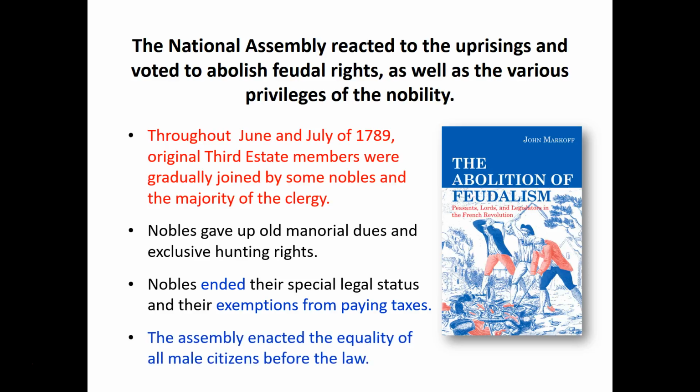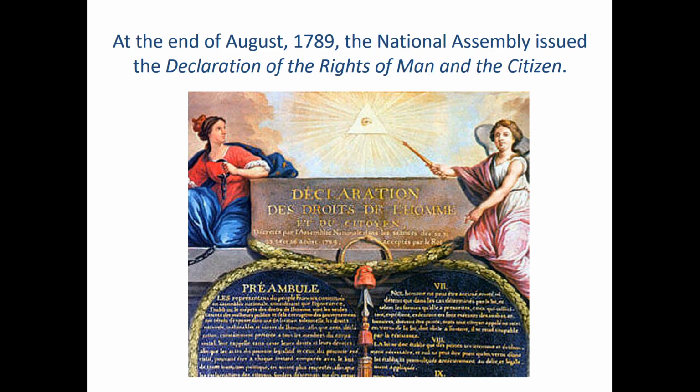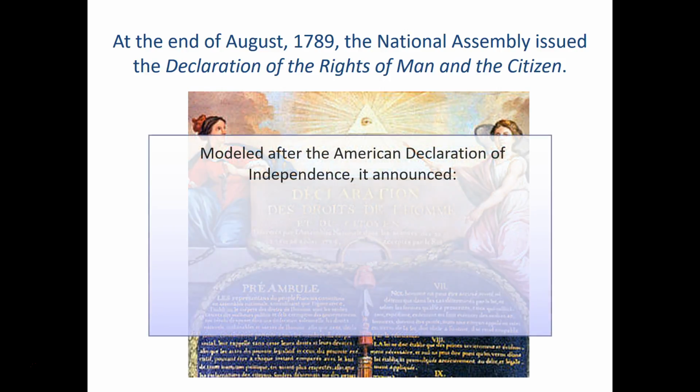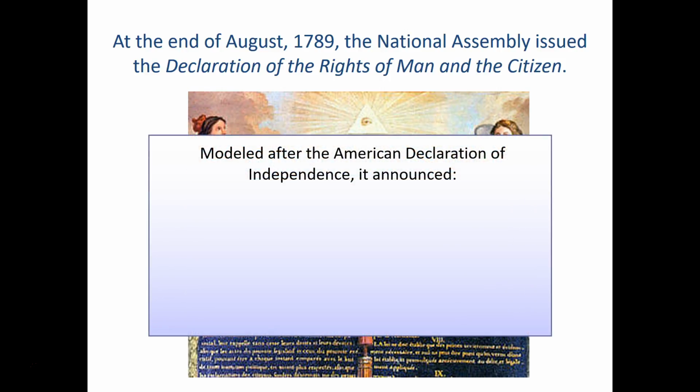One of the first things they do as well is enact a statement that stands for the equality of all male citizens under the law. So toward the end of the summer, August 1789, they release a document called the Declaration of the Rights of Man and Citizen. Now that should ring a familiar bell, as it's modeled after the American Declaration of Independence.